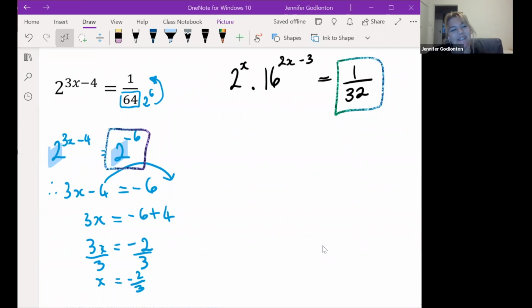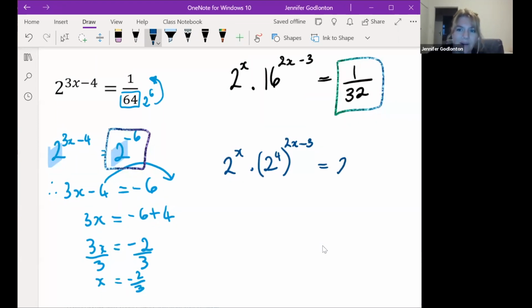Oh, I got our first answer coming in. Okay, step 1, get everything to have the same base. So we're going to say 2 to the power of x times 2 to the power of 4 to the power of 2x minus 3 is equal to 2 to the power of negative 5. That's step 1.